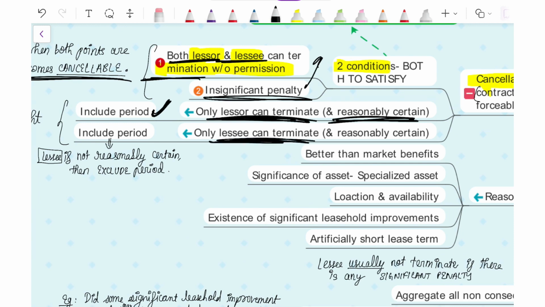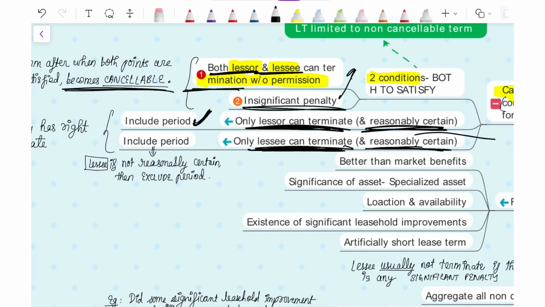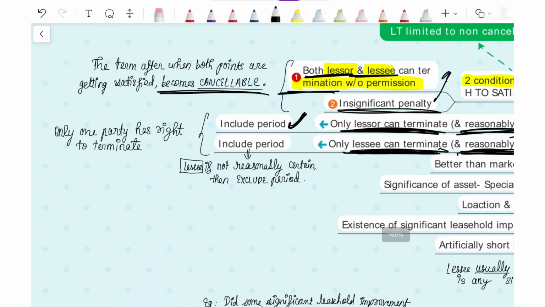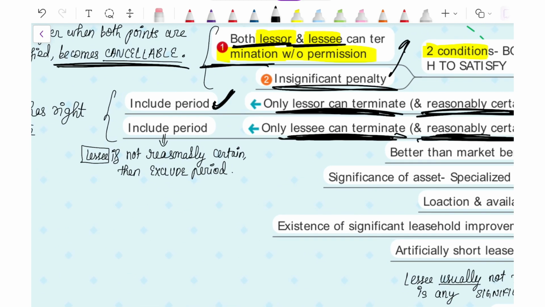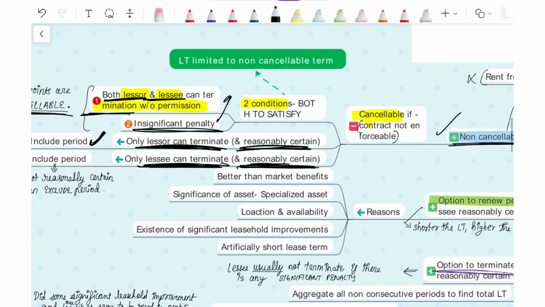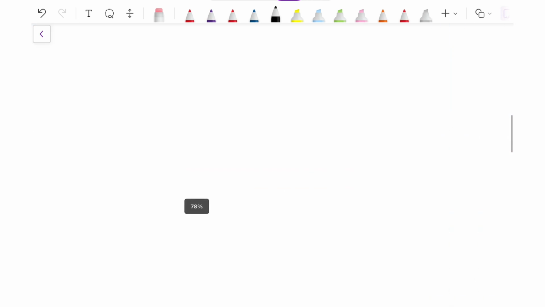Now what if only the lessee has the option to terminate? Only the lessee has the option to terminate, and if the lessee is reasonably certain that he would terminate the contract, then in such case you need not include the period. So here always the lessee has the right. But if the lessee is reasonably certain that they would not terminate this contract, then in such case you can include it. If the lessee is reasonably certain they will terminate, you need not include the period. If the lessee is reasonably certain that they would not terminate the contract, then in such case include that period.